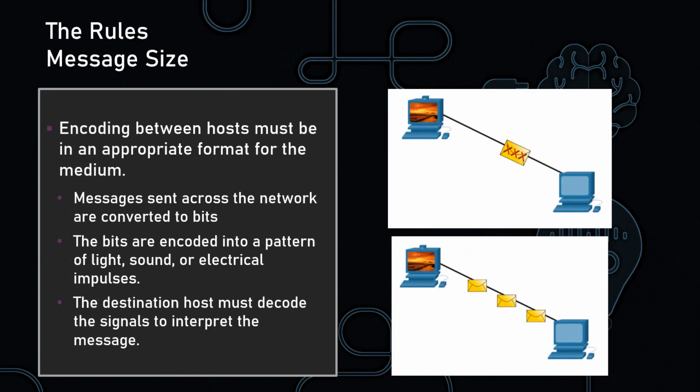Now, encoding between hosts must be in an appropriate format for the medium, which means that if we're going to send things across a network as a packet of information or a frame, we have to make sure that it's converted into bits, because bits are the only way that we know how to transmit things in an analog capacity so that they can move across electrical lines, or radio frequency, or fiber optics. Once it gets back, it can be converted back into a digital form. So once we send something, we have to make sure that it's the right size, the right language, if you will, and transmit it over the right type of medium.